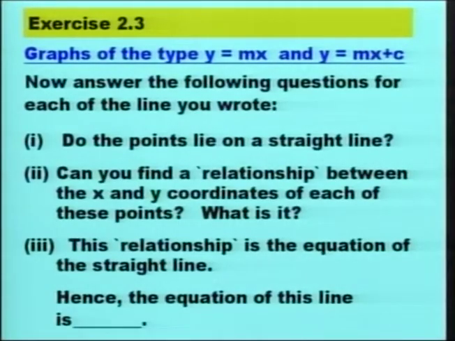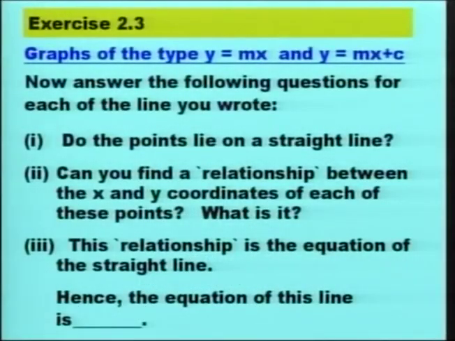For every one that you do, you will have to answer these questions. Do the points lie on a straight line? Secondly, can you find a relationship between the x and y coordinates of each of these points? What you are going to do is write that in words, like multiply the x coordinates by 3 and then you get the y coordinate. That's what you are going to do.